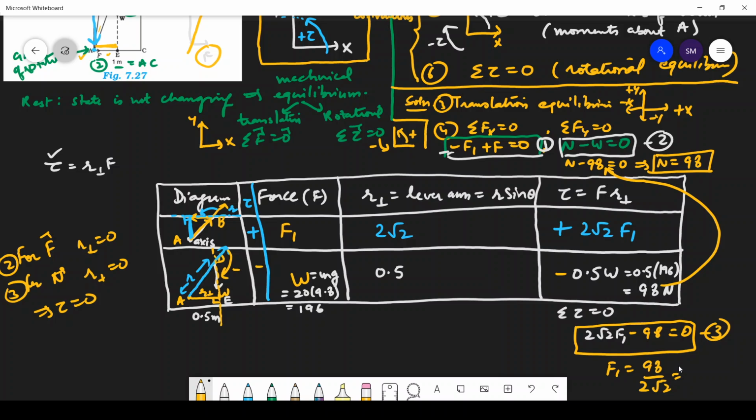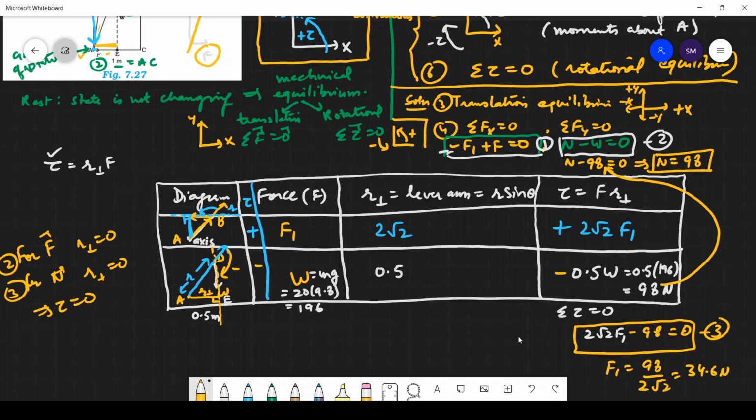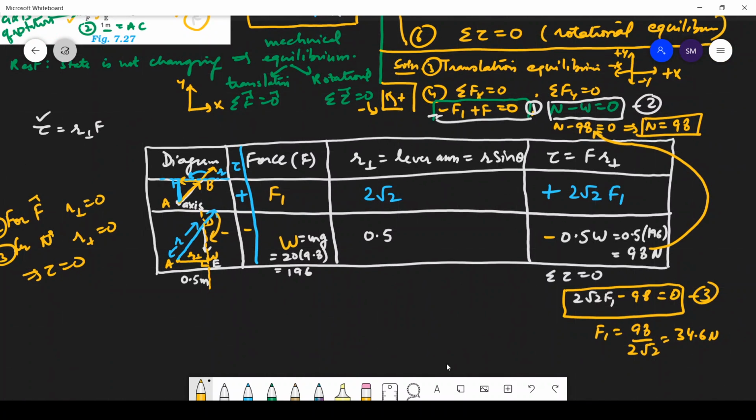So you can calculate F1, and this comes out to be 34.6 Newton. Now you have calculated F1. So now you put this value of F1 in the first equation. F1 is equal to F2. You see this negative will become positive going this side. So from first, F is also 34.6 Newton.